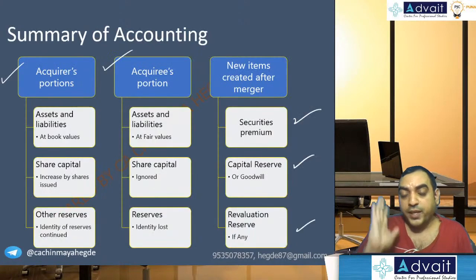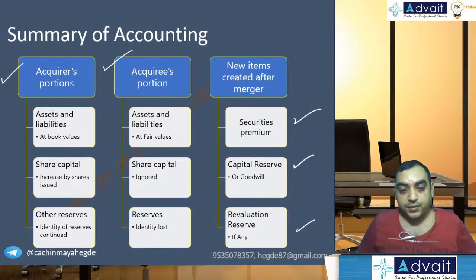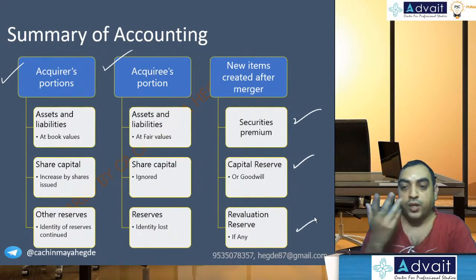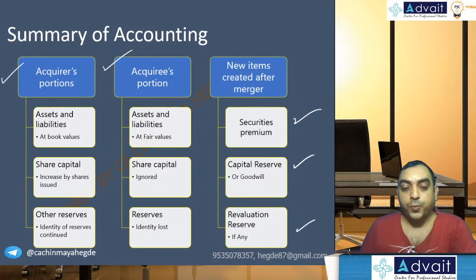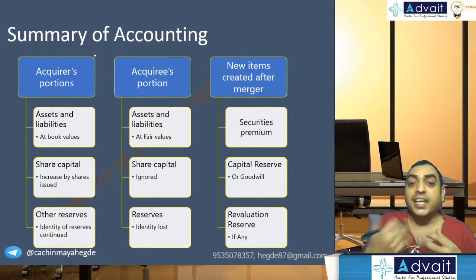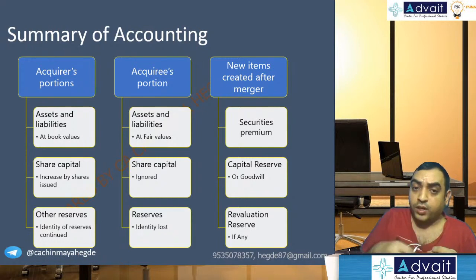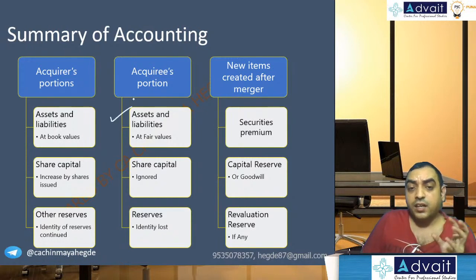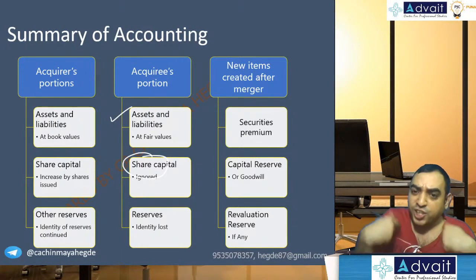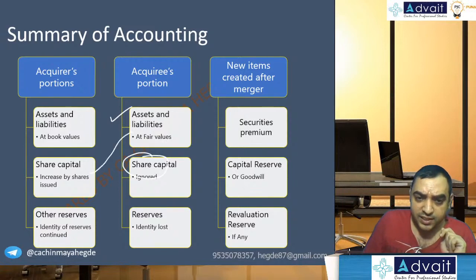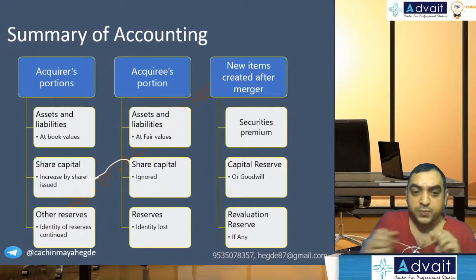Okay, so you may take down these points, or you can take a picture of this. Acquiree's portion: acquiree means the target company, which is being taken over. The acquiree's assets and liabilities are taken over at fair values. The share capital of the acquiree is not relevant, because if A takes over B, B's share capital is not important, because A will issue its shares, which we have already considered here as an increase by shares issued. So share capital is ignored.